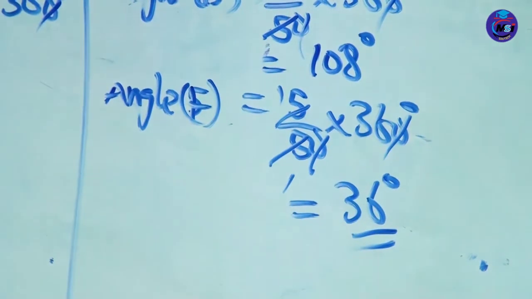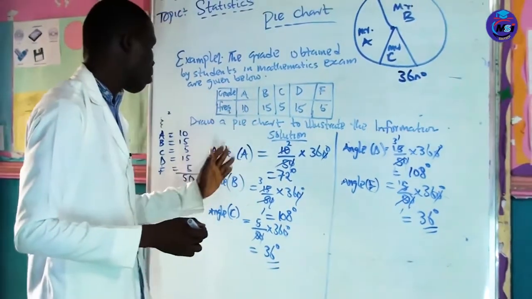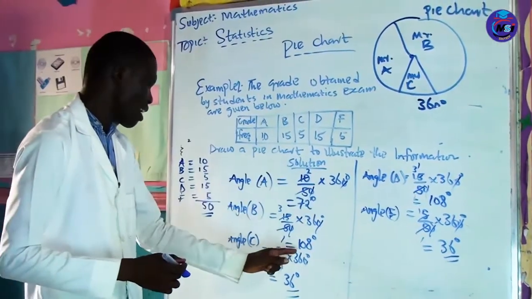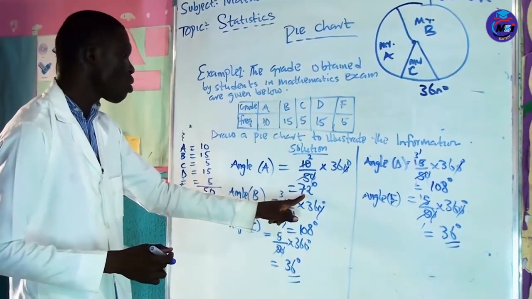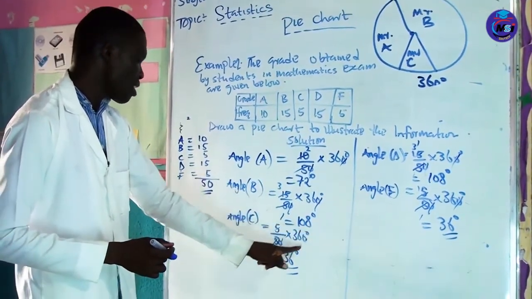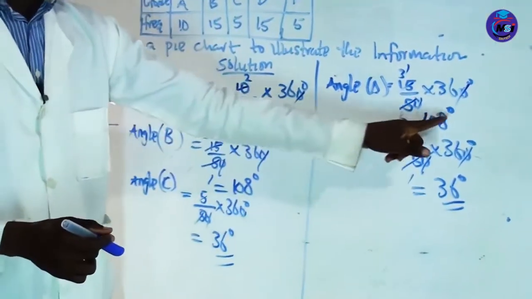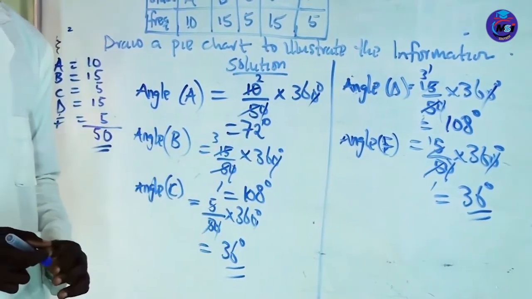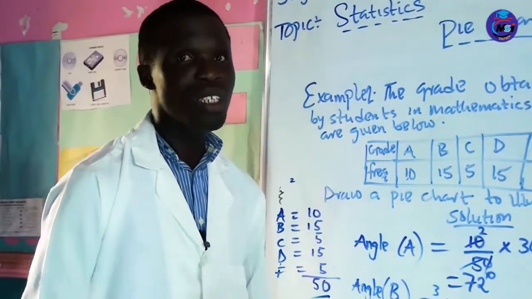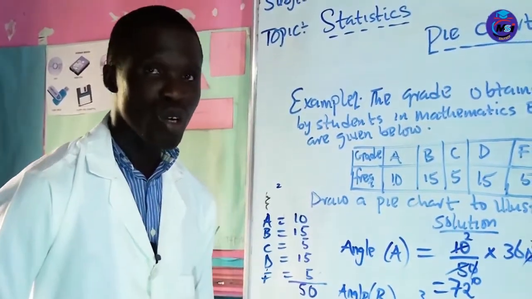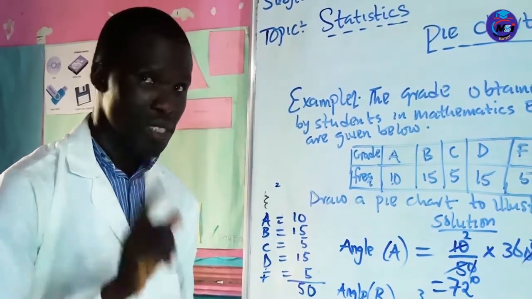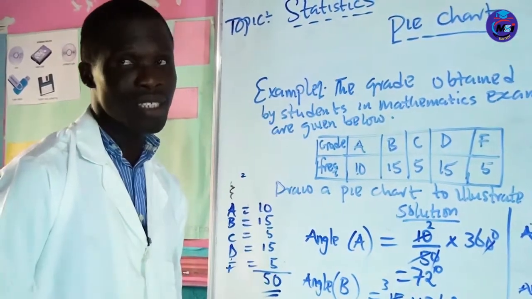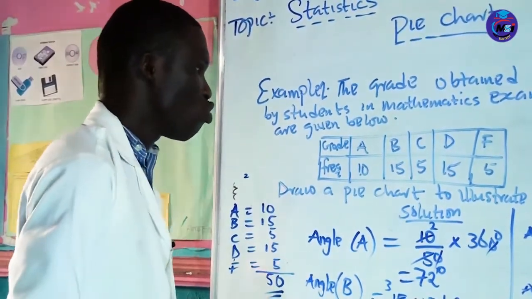Now, if you look at angles A, B, C, D to F, if you add everything together, your answer, which is 72 plus 108 plus 36 plus 108 plus 36, when you add everything together, you must get 360. If you don't get 360, that means something is wrong and you need to go back to your solution and make that correction. Take note of that. If you add the sum of these angles and you cannot get 360, that means your answer is wrong.